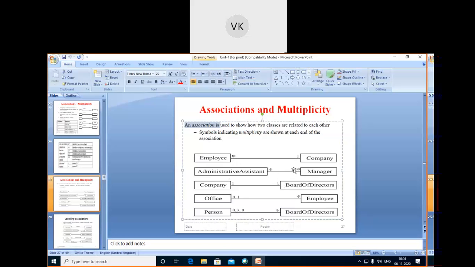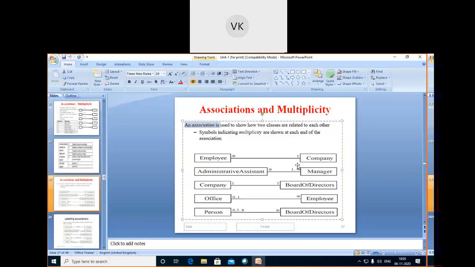Next you see here administrative assistant. It is star for the administrative assistant class, and one dot dot star. One dot dot star meaning is that here one or more. The meaning of this one is, sorry, at least one, or it may have more number of objects.